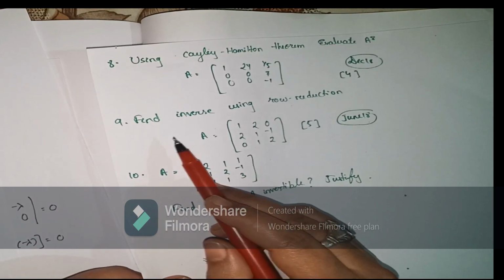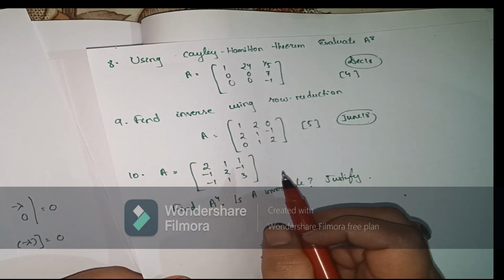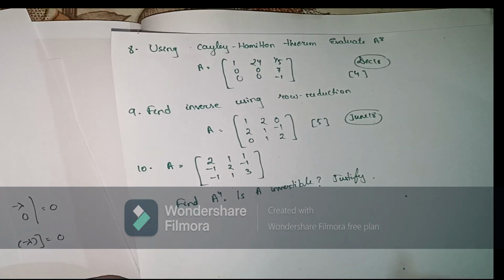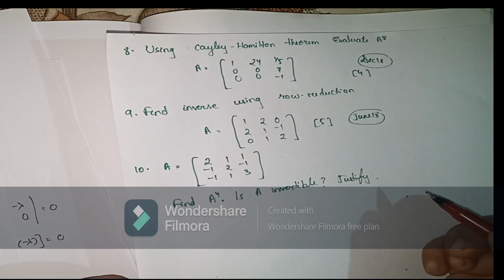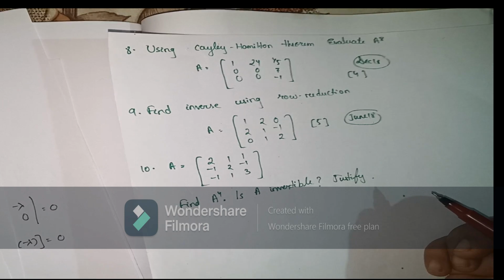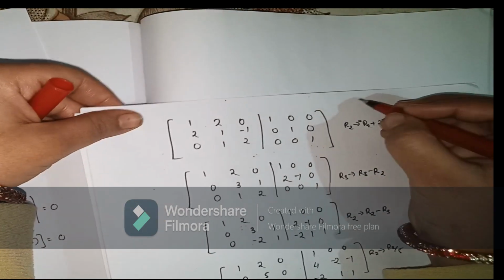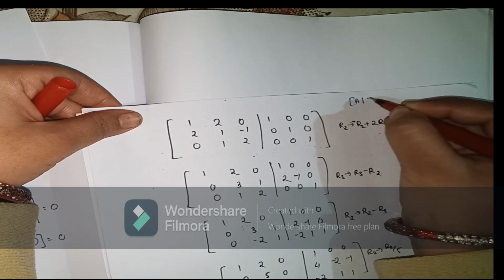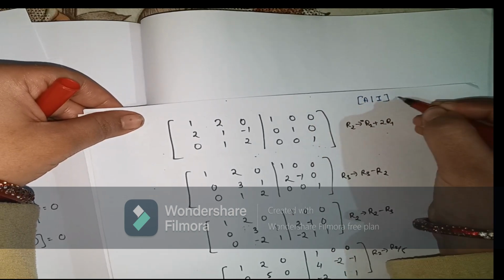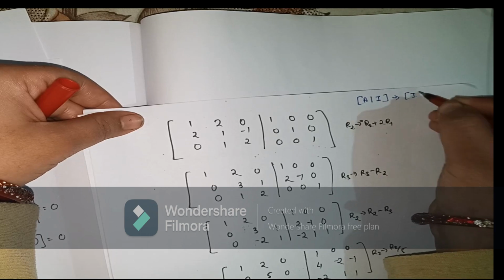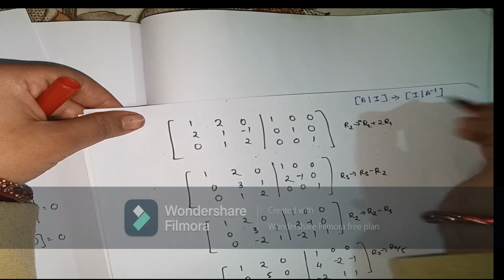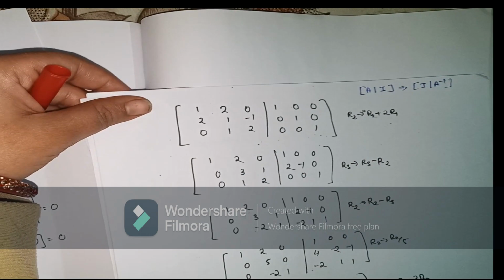Now the next question, find inverse using row reduction method. You know what is row reduction method? We discussed in number 6 also and at the beginning of this video also. Let's just have a look at this. So this is number 9. Row reduction method says any matrix augmented with the identity matrix will give us the identity matrix augmented with A inverse, and I already explained the reason for this.